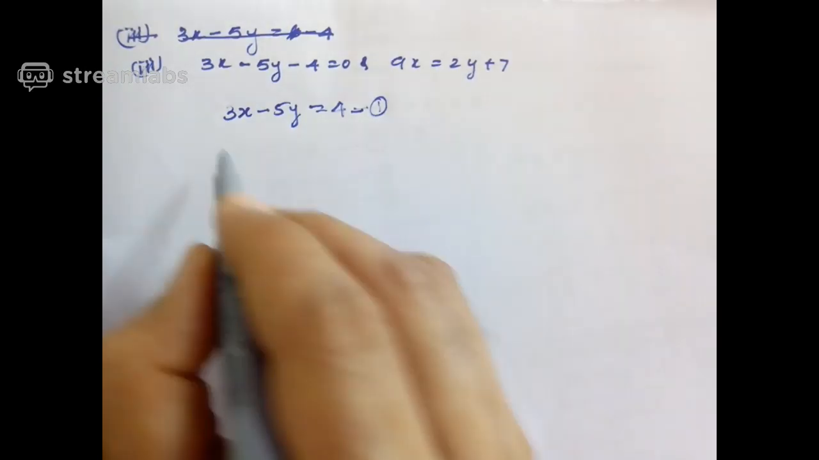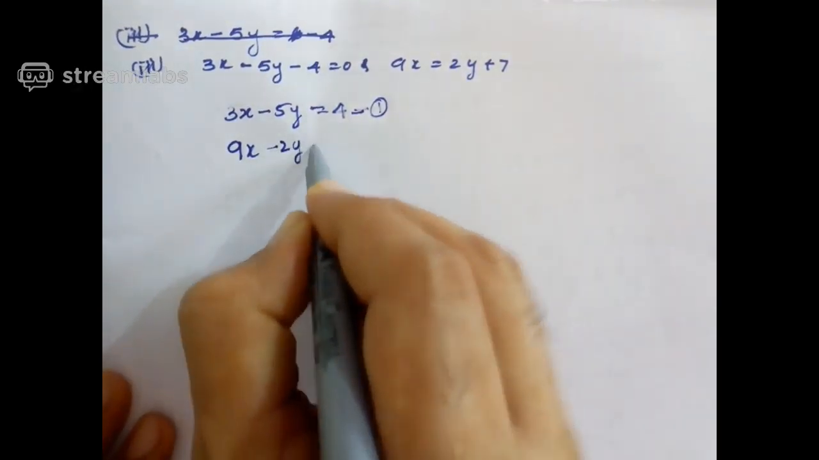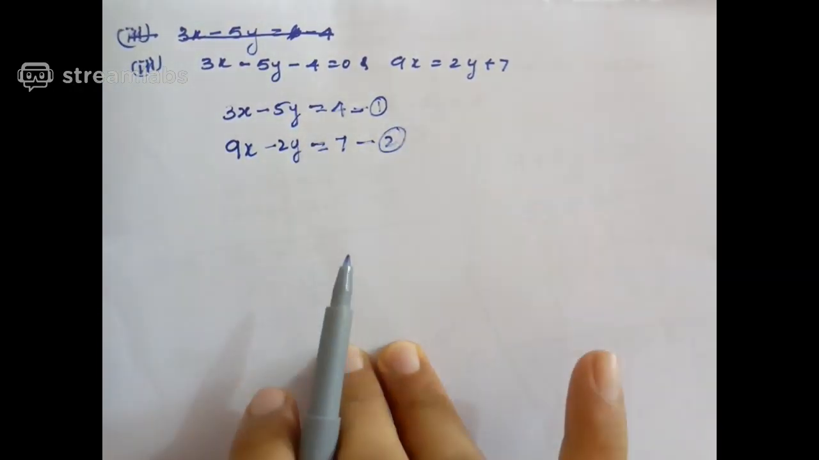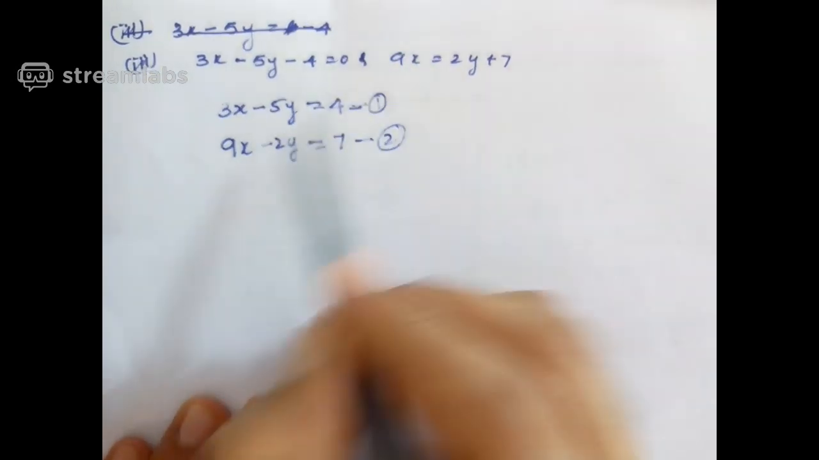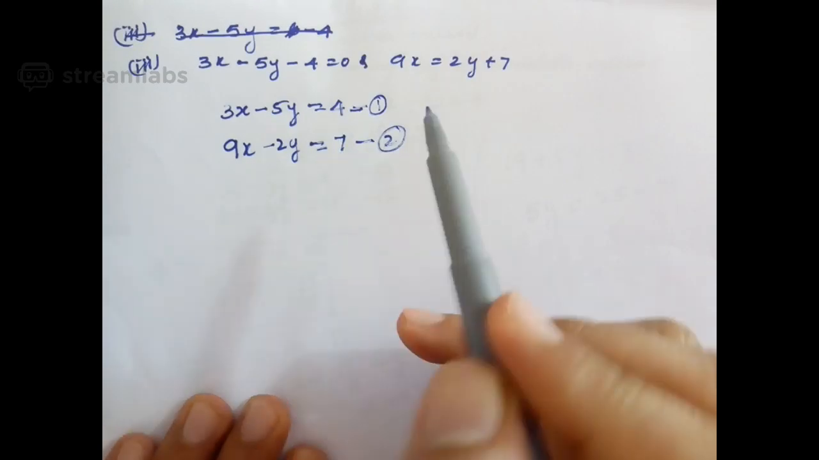What is equation number 2? 9x, bring this 2y to this side, minus 2y is equal to 7. This is equation number 2. That is, 3x minus 5y is equal to 4, and 9x minus 2y is equal to 7.